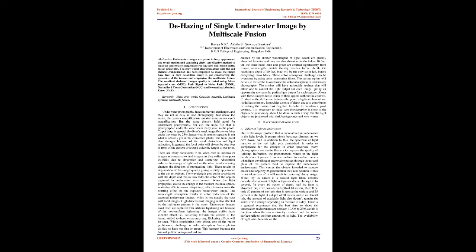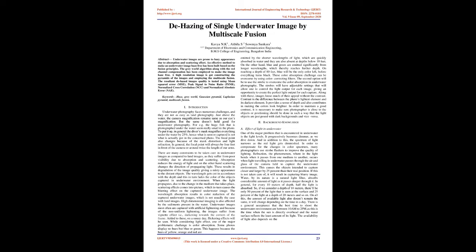The focal point also changes because of the mask distortion and light refraction. In general, the focal point will always be 4 feet in front of the camera or around twice the length of our arms. There are many constraints to be taken care of in underwater images as compared to land images, as they suffer from poor visibility due to absorption and scattering. Absorption reduces the energy of light and on the other hand scattering changes the direction of propagating light. These result in degradation of the image quality, giving a misty appearance to the distant objects.